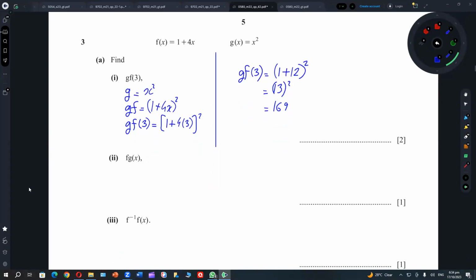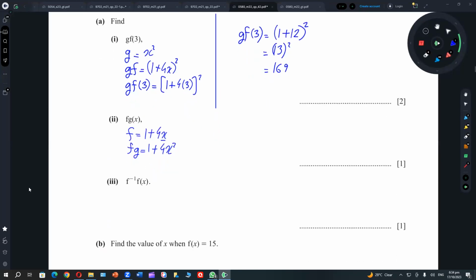Then he says FG of x. First, I write F is my function, 1 plus 4x. Then I write FG. I'm replacing here G. So G is x squared. Now it's simple. This is called internal substitution. FG means write F and substitute only in x the G function.